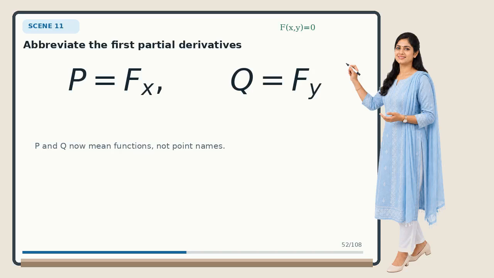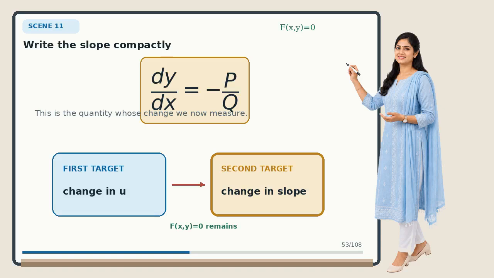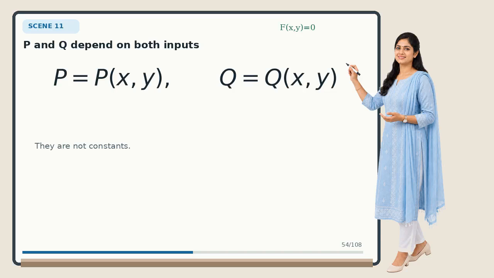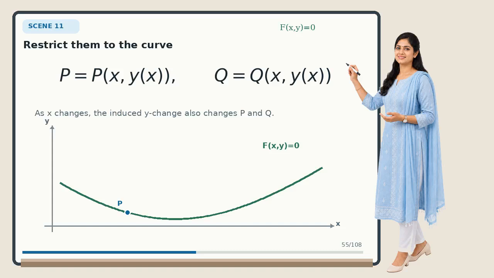From this point onward, capital P and Q abbreviate the partial derivatives f sub x and f sub y. The nearby points will be called P1 and P2, so the notation stays clear. The implicit slope is minus p over q. P and q are themselves functions of both x and y. Along the curve, y is y of x, therefore p and q become composite functions of the single variable x.